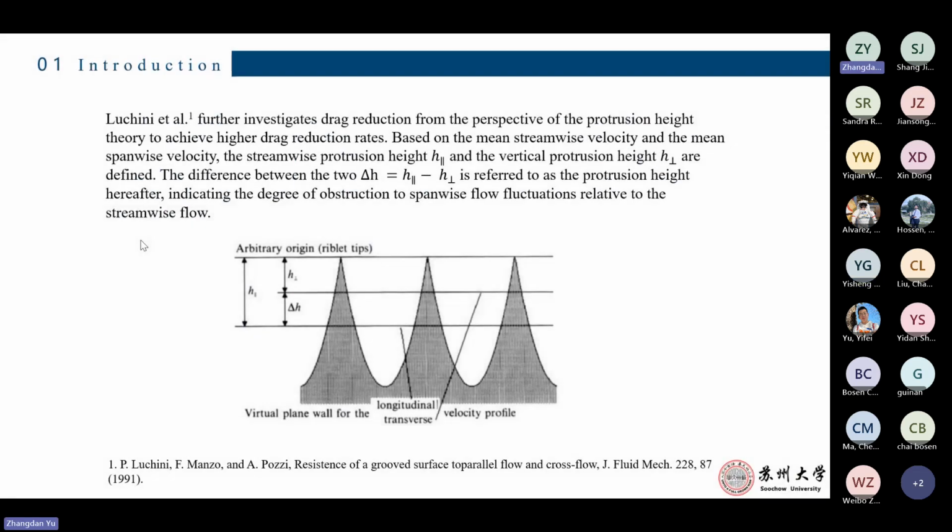Luchini et al. further investigated drag reduction from the perspective of the protrusion height theory to achieve higher drag reduction rates. Based on the mean streamwise velocity and the mean spanwise velocity, the streamwise protrusion height and the vertical protrusion height are defined. The difference between the two is referred to as the protrusion height hereafter, indicating the degree of obstruction to spanwise flow fluctuations relative to the streamwise flow.